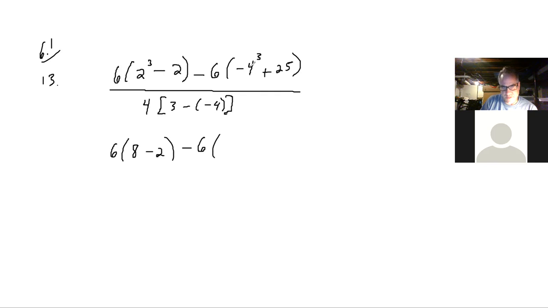Now, this is 4 cubed is 64. The negative is not part of the exponent, so if this was an even power, I would still have the negative. You can rephrase this as the opposite of, or just negative. So it's negative 64 plus 25. Now here in the bottom, I'll just write my 4.